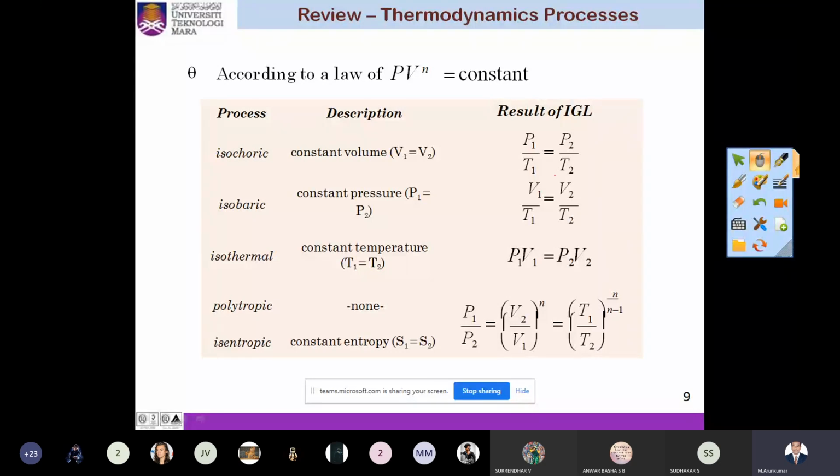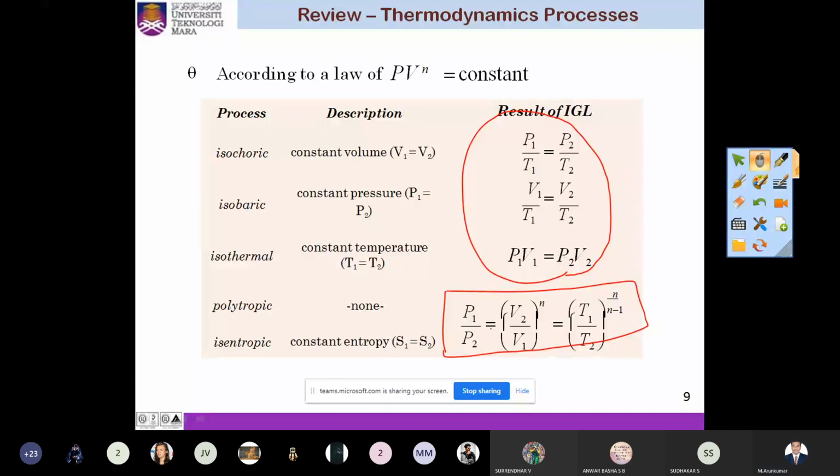We also have results of the ideal gas laws. For the isobaric process, V1 by V2 is equal to T1 by T2. For isothermal, we have PV equal to constant, so P1 V1 is equal to P2 V2. Then for the polytropic process, the equation will look like this, so just try to remember this equation. We can have this equation for isentropic processes. For isentropic and polytropic processes, all three variables come in, while in the other three processes only two variables come in. This formula is easy to understand, but this one is difficult.